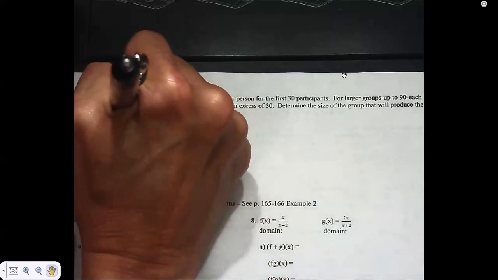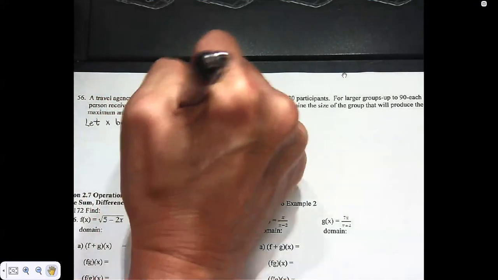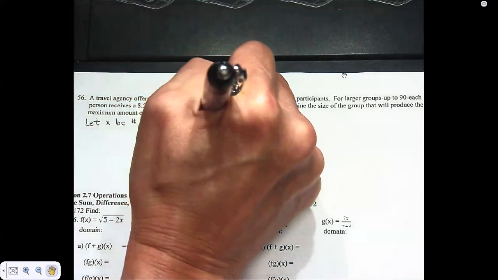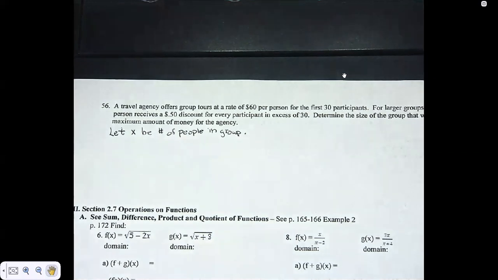Let X be the number of people in the group. All right, I understand what that is. If there end up being 50 people going, then X equals 50. I need to figure out how many discounts are received. You get a discount for every person in excess of 30. So if there are X people in all, how do you find how many people in excess of 30 that is?